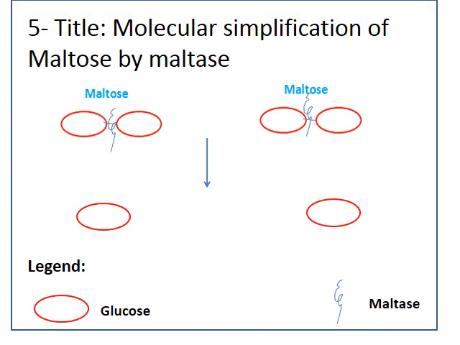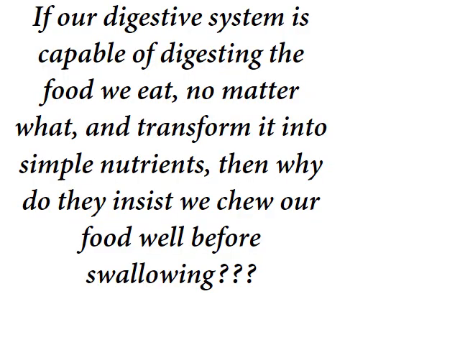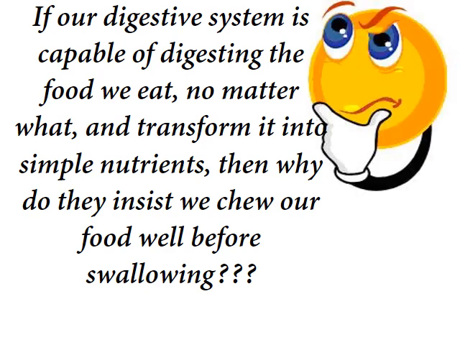Also the same idea: the simplification of maltose by maltase. This is the easiest one. The enzyme maltase, and this is glucose. So maltose is 2 glucose molecules connected together. Moving to chapter 1, activity 4, from food to nutrients. If our digestive system is capable of digesting the food we eat, no matter what, and transforming it into simple nutrients, then why do they insist we have to chew our food well before swallowing?